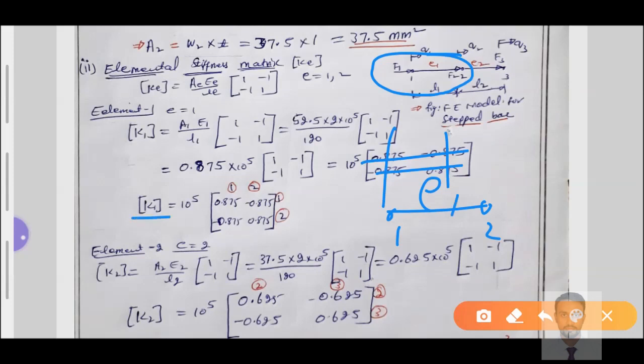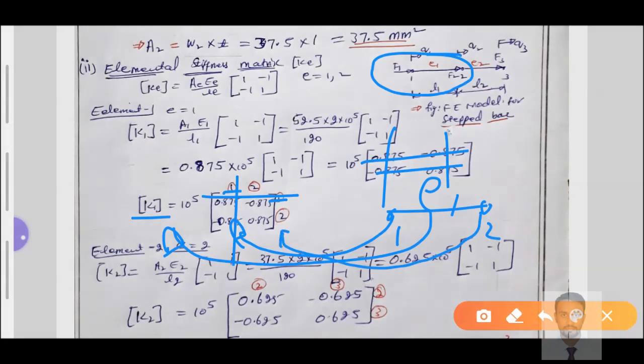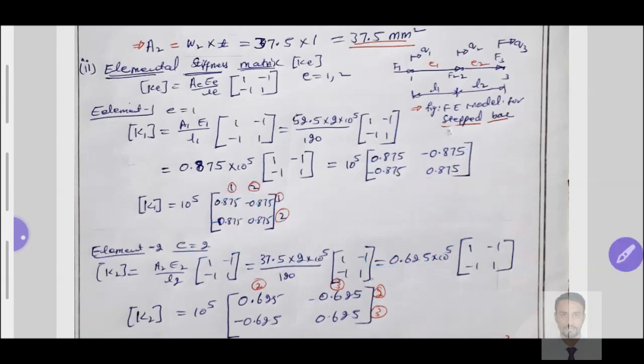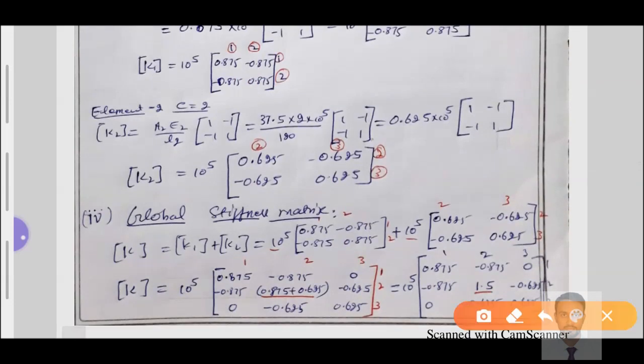So the stiffness matrix for element number 1: the characteristics of row 1 and column 1 with respect to node 1, we have given 1 and 1. The characteristics of node 2 in the matrix is second row, second column, which we have named 2 2 for element number 1. Similarly, we will find the elemental stiffness matrix for element number 2.